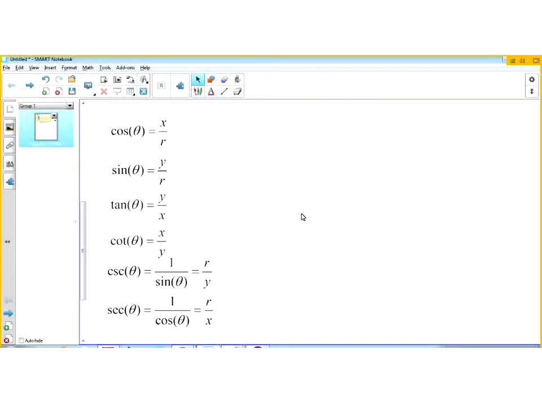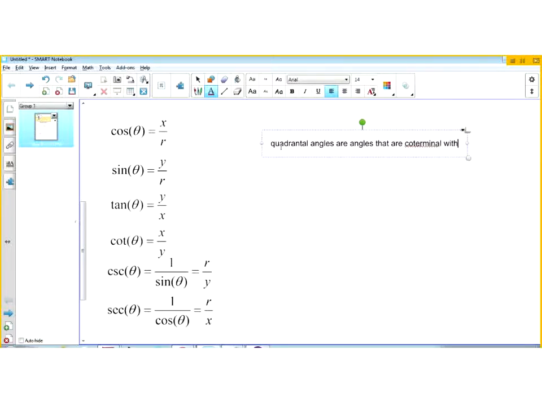Okay, so we have what are called quadrantal angles. The definition of quadrantal angles: quadrantal angles are angles that are coterminal with the coordinate axes. Okay, so we have that result.